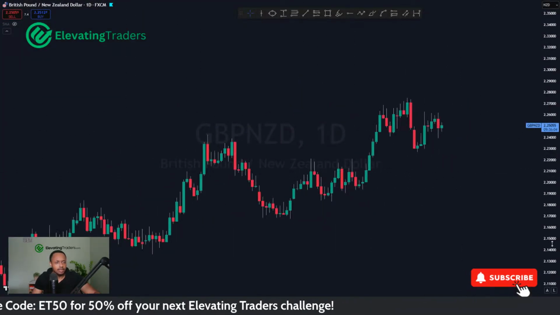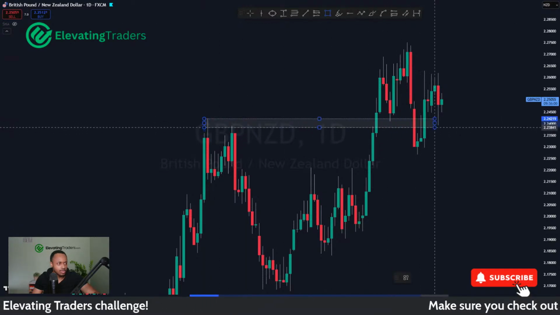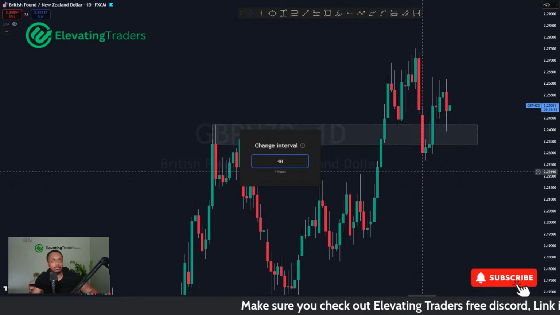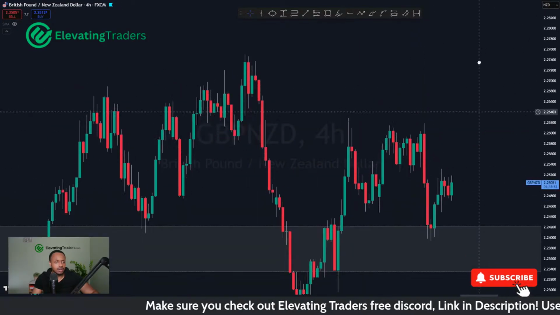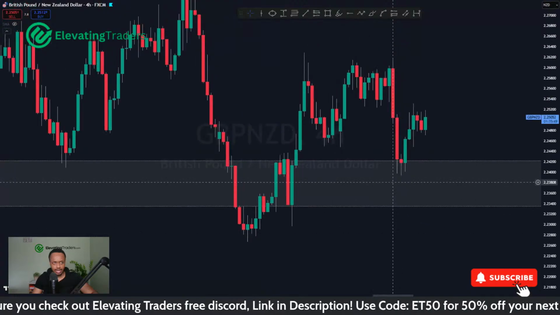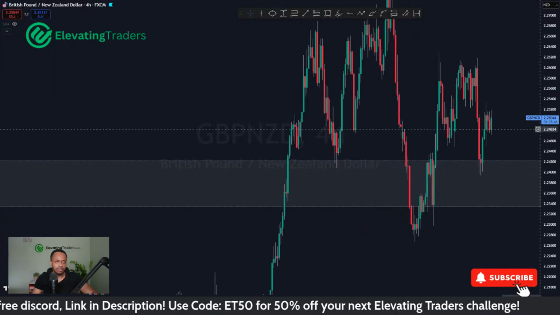So pound NZD looked like it had a nice rejection yesterday. It looks like it's holding onto some resistance here, which is acting as support at the moment. Really nice turnaround there, because price was looking really bearish yesterday, but then we formed a few wicks, closed pretty strongly, and price had a nice move to the upside.